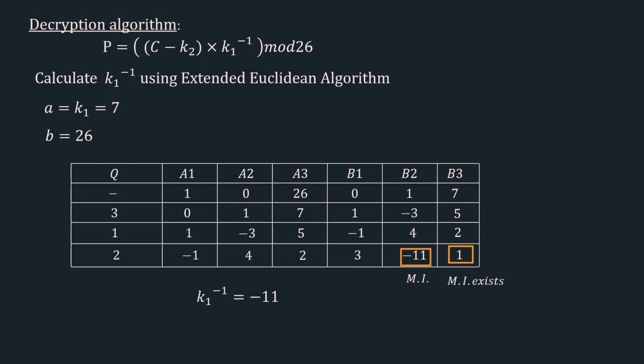So k1 inverse is minus 11, but we know that the key domain of k1 is Z26 star. So we have to apply the mod operator. So minus 11 mod 26. Since the number is negative, we just add 26. So minus 11 plus 26 gives us 15. So we have got the value of k1 inverse, which is the multiplicative inverse of key k1, which is 15. So now we have everything for the decryption algorithm. So let's decrypt the ciphertext.